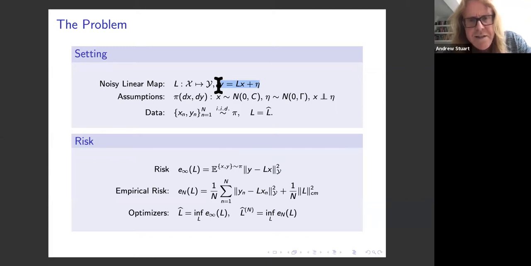We're going to work in a setting where everything is Gaussian. So the input measure will be Gaussian, the noise, eta, will be Gaussian, and that makes this tractable.